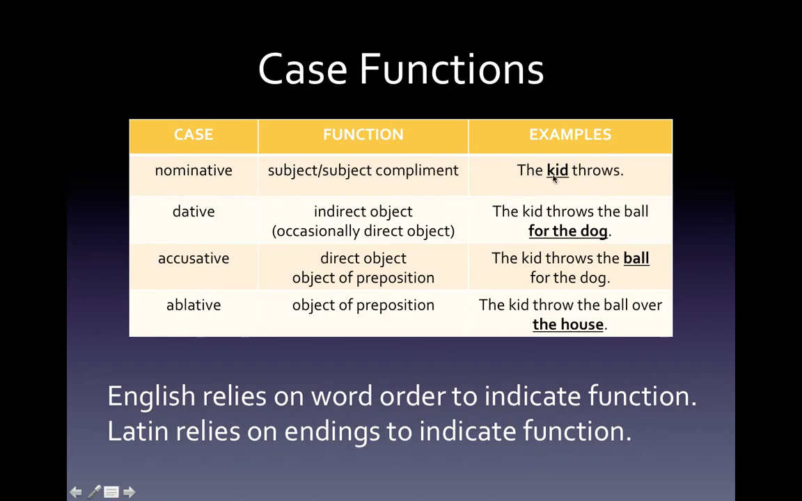An English example is the kid throws. We know that the kid is the subject in English because it comes before the verb. The kid is the one that's doing the verb.